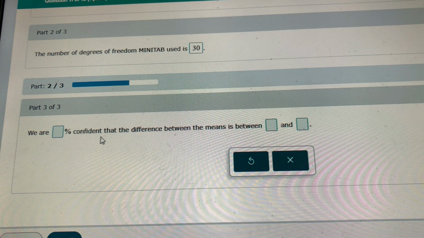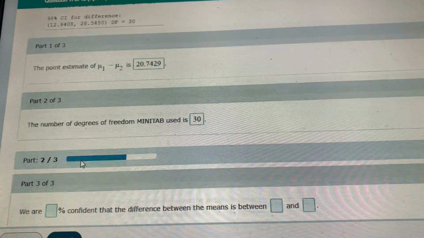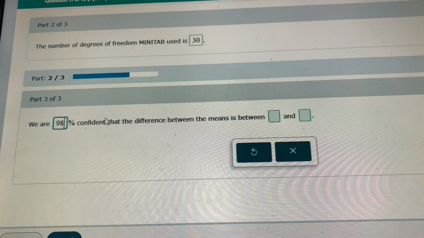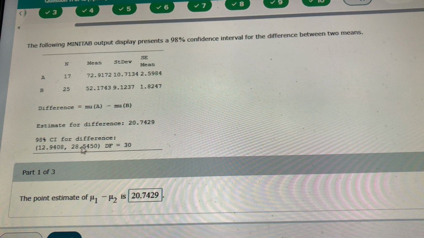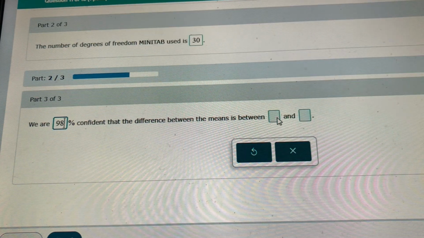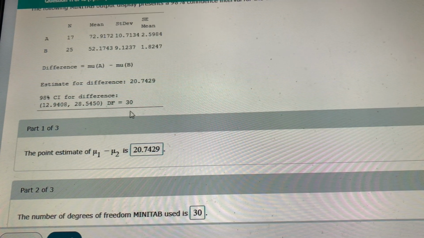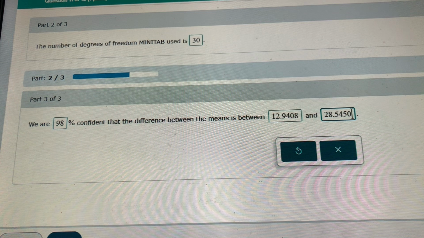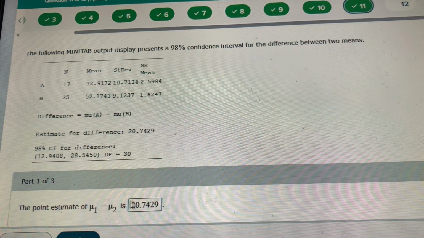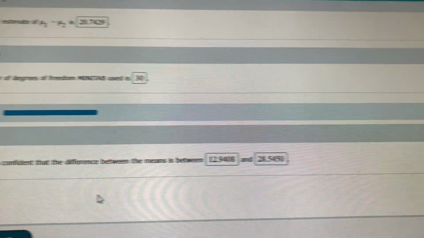We are blank percent confident. Okay, where's the confidence level? 98% confidence interval. So we are 98% confident that the difference in the means is between blank and blank, and that's the answer right here, like the calculator spits out too. 12.9408 and 28.5450. So this is all about just reading technology instead of using a graphing calculator. There's some people that use Minitab to do this instead of a calculator.